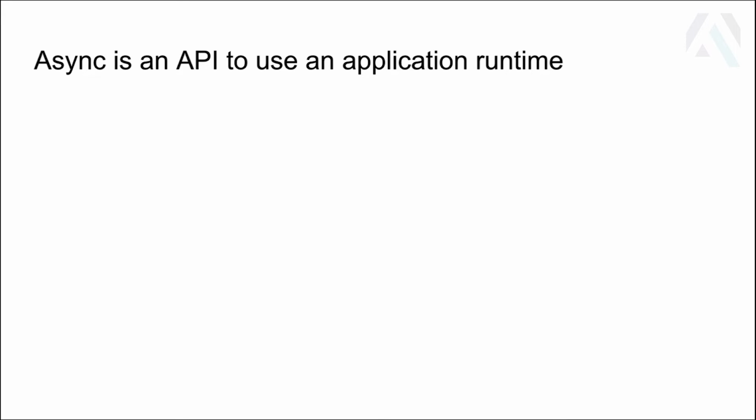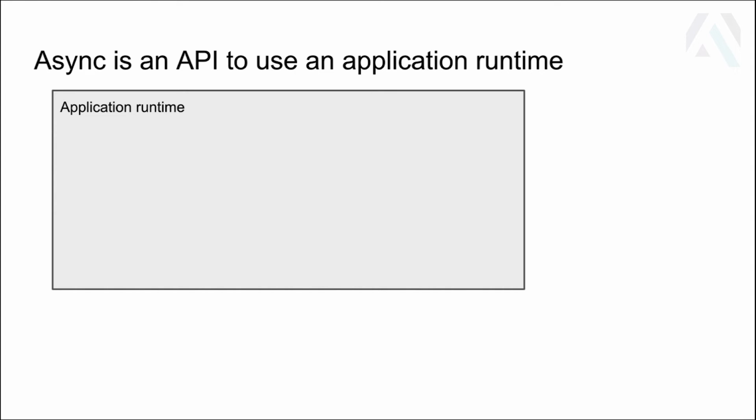You can think of asynchronous as just an API to use an application runtime, so that it expresses the behavior of being able to declare tasks that can wait, that will wait, and that we can try to use the thread while it's waiting to do something else. Okay, so that's the basic.